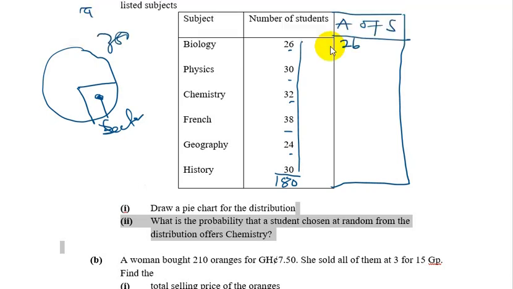We will pick the first 26 and divide it by the total number of students. That's 180. Then we multiply it by what? 360. And this one will give us what? 52. We will do the same for the 30.